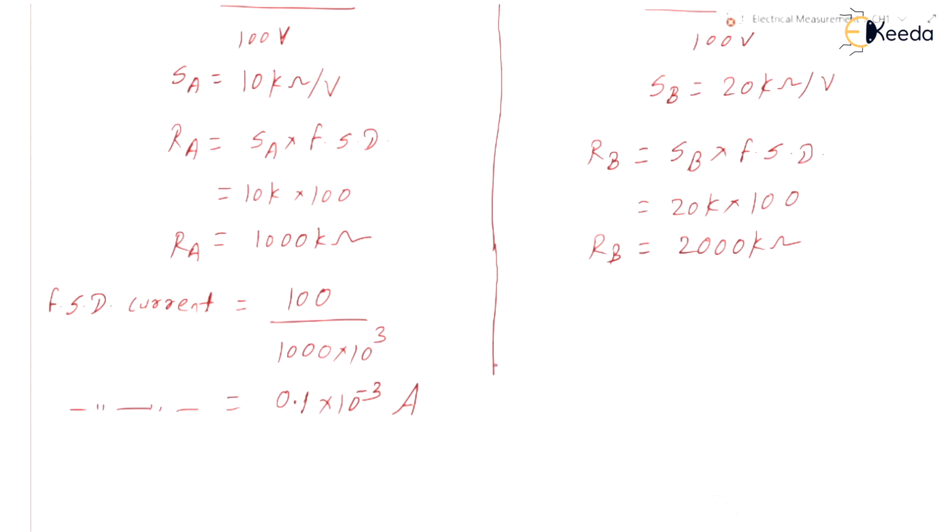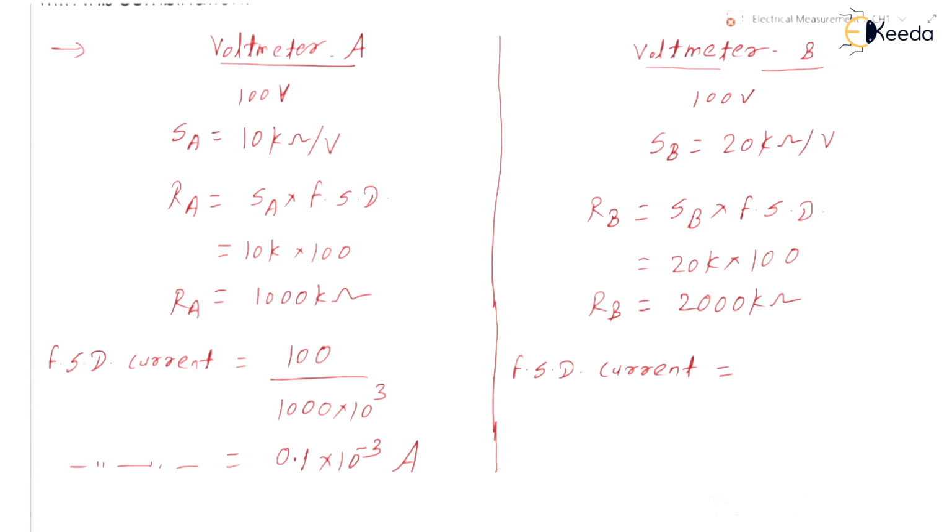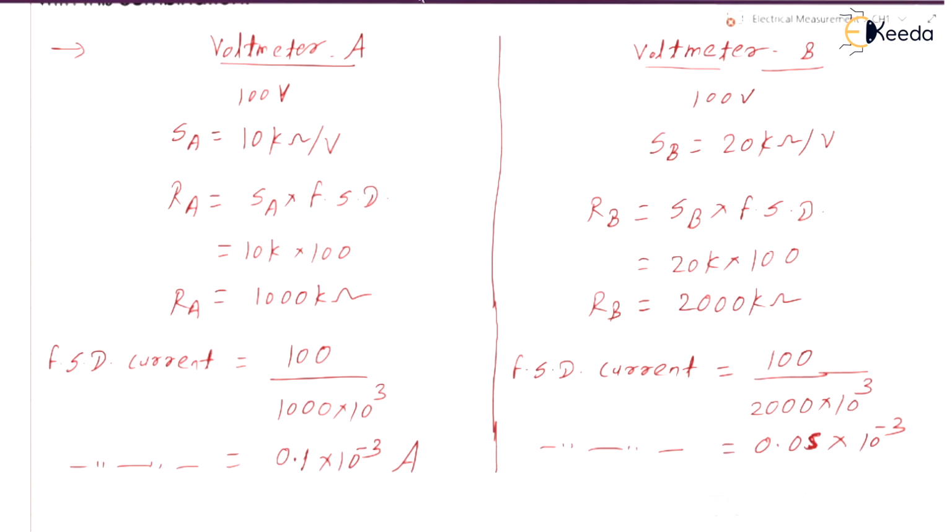of meter A. Similarly, we can find the full scale deflection current of meter B. Full scale deflection current of meter B is equal to 100 divided by RB, which is 2000K, that is 2000 into 10 to the power 3. From this we can write it is equal to 100 divided by 2000. So it is 0.05 into 10 to the power minus 3. This is the full scale deflection current of the meter B.